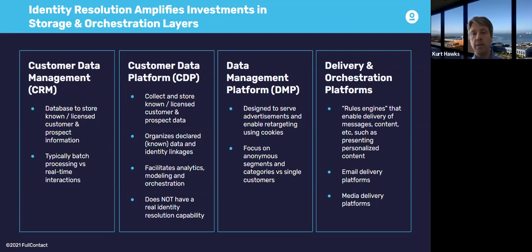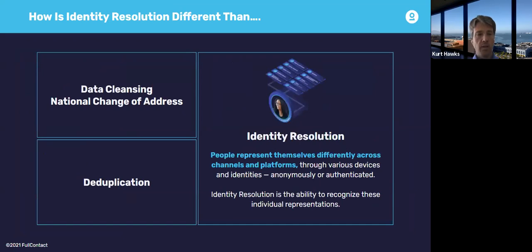The selection of emails to send can be more relevant. Okay, next slide. And this often comes up as well. So how is identity resolution different from something like data cleansing or NCOA, or isn't it just deduplication?